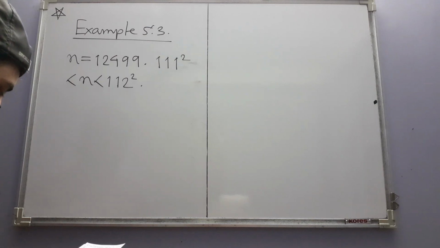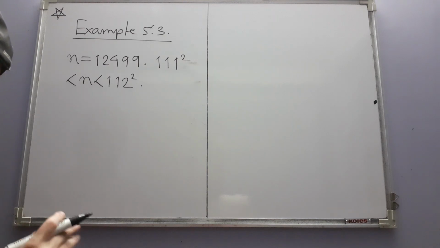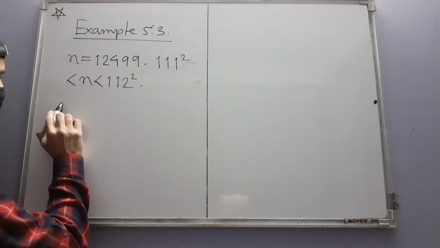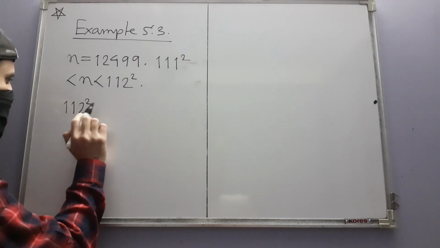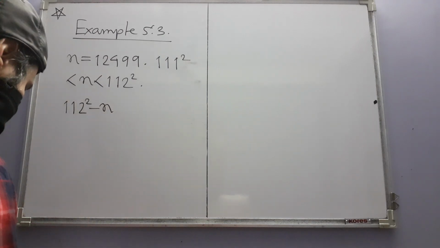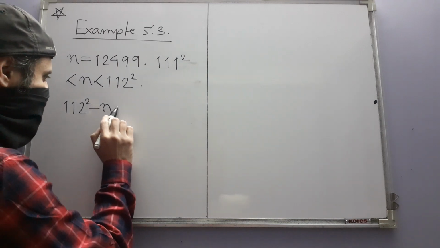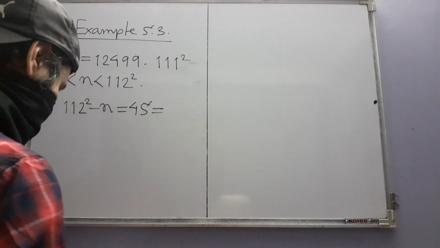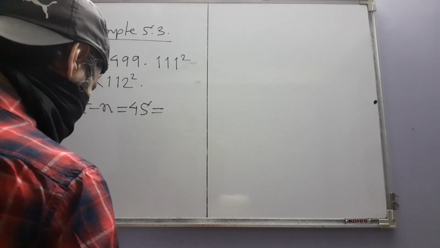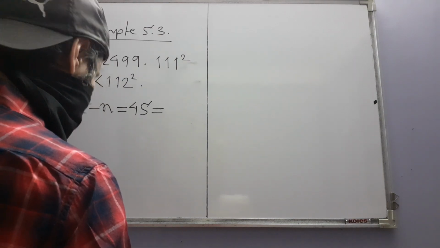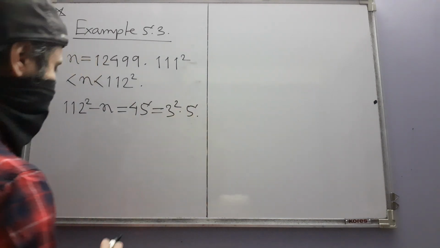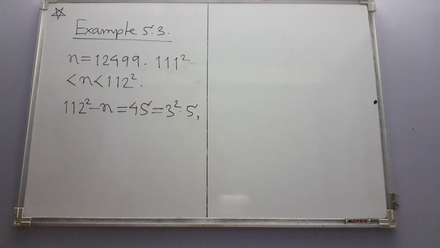These three things were first of all found for this specific n. Let's see what they are. 112 square minus n turns out to be 45. And 45, of course, is 3 square times 5. So this is one equation.